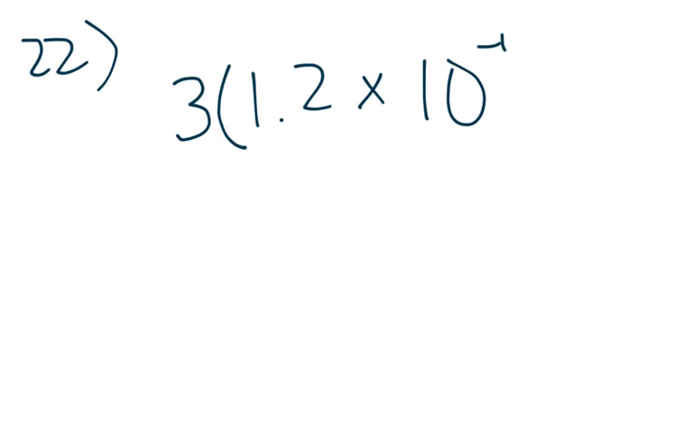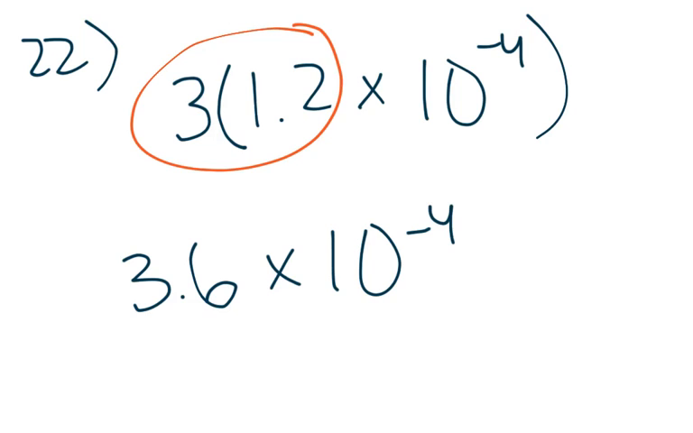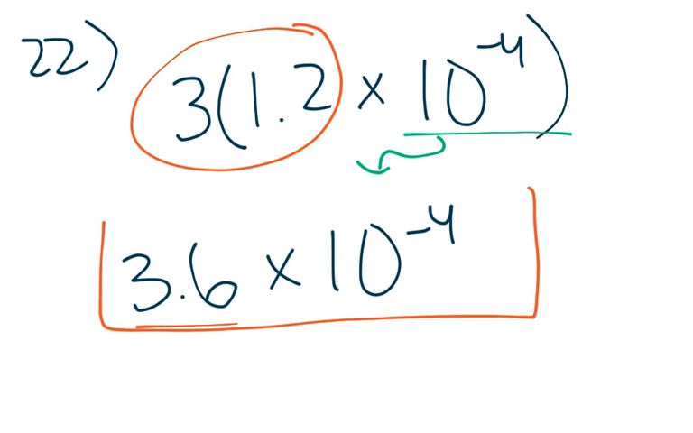And number 22, we have 3 times 1.2 times 10 to the negative 4 power. We're going to multiply these two numbers. So 3 times 1.2 is 3.6 times 10 to the negative 4th power because this stays the same. And if we look over here, 3.6 is already in between 1 and 10, so we can leave it the way it is. That means this is our final answer, 3.6 times 10 to the negative 4th power. And that is it for practice 7-2.